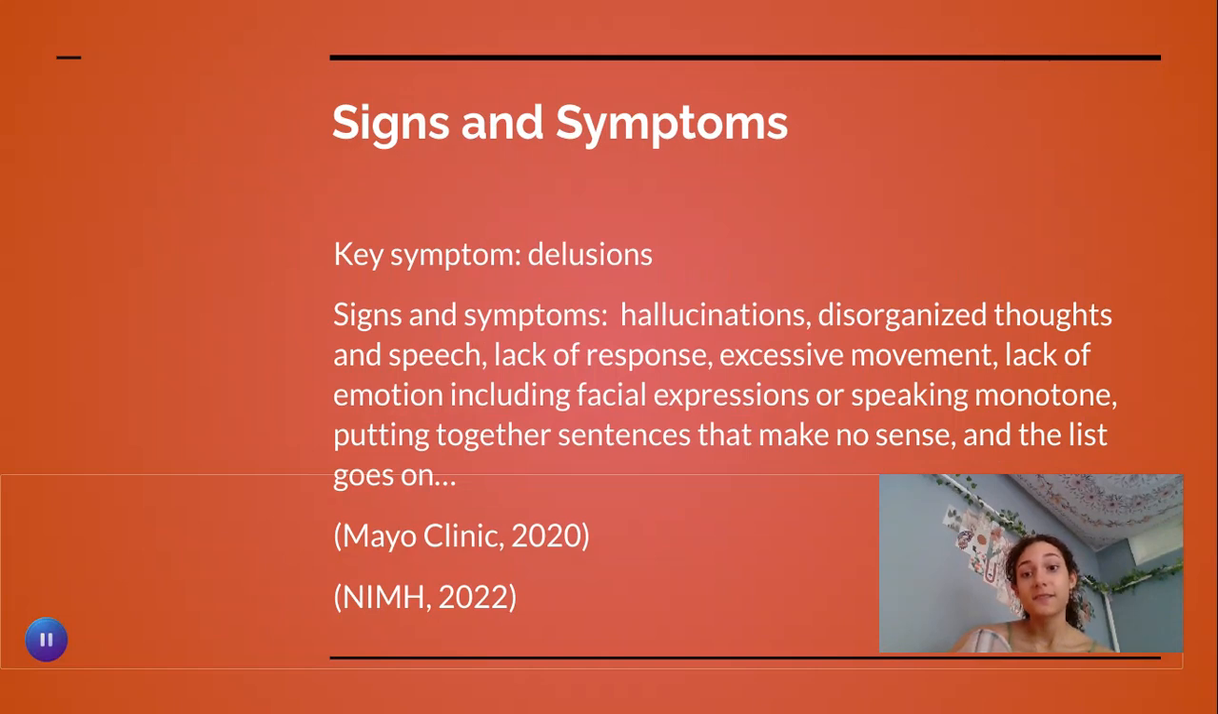Signs and symptoms of schizophrenia. So the main symptom is delusions. Other symptoms include hallucinations, disorganized thoughts and speech, lack of response, excessive movement, lack of emotion, including facial expressions or speaking monotone, putting together sentences that make no sense, and the list goes on.